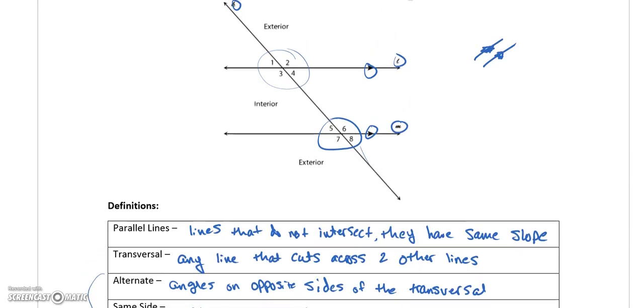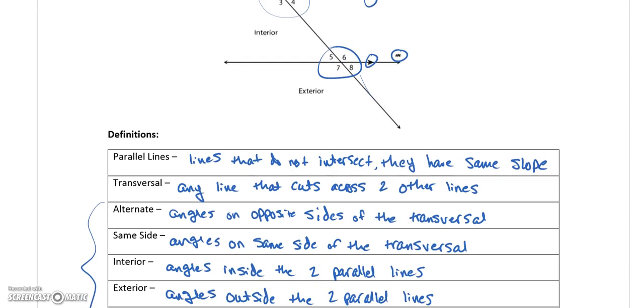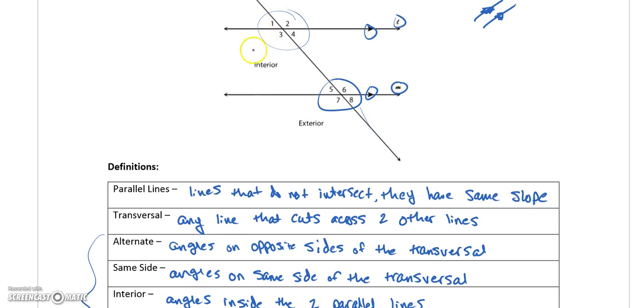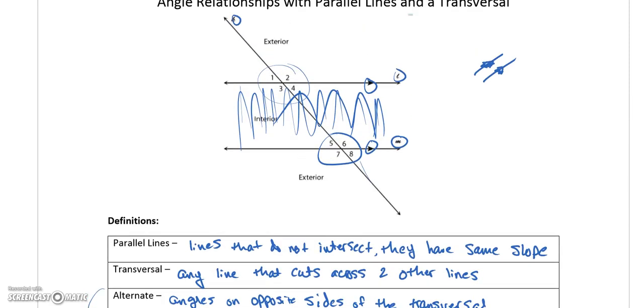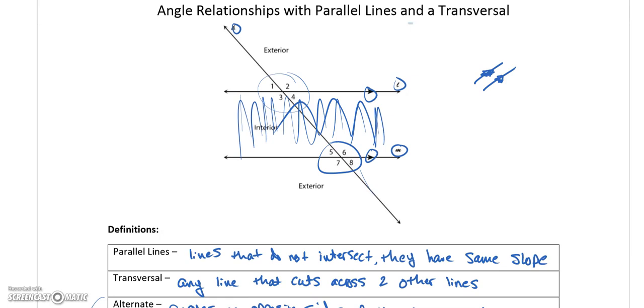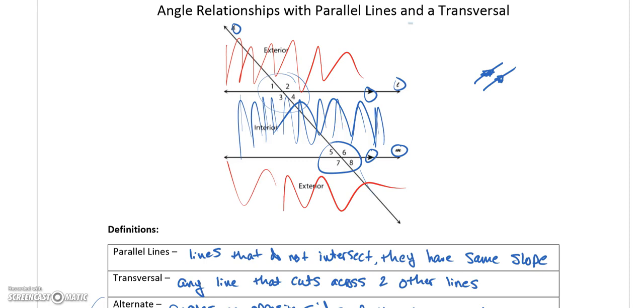Same side. That's the same idea, except now we're talking about the same side. So 1 and 3 are both below the transversal. They're on the same side. 4 and 6 are both above, or I could also think they're both to the right of the transversal, so they are same side angles. Interior, we're talking about anything that's inside the two parallel lines. So 3, 4, 5, and 6 are all interior angles. Exterior, any angles outside of the two parallel lines. So 1, 2, 7, and 8 are all exterior angles.